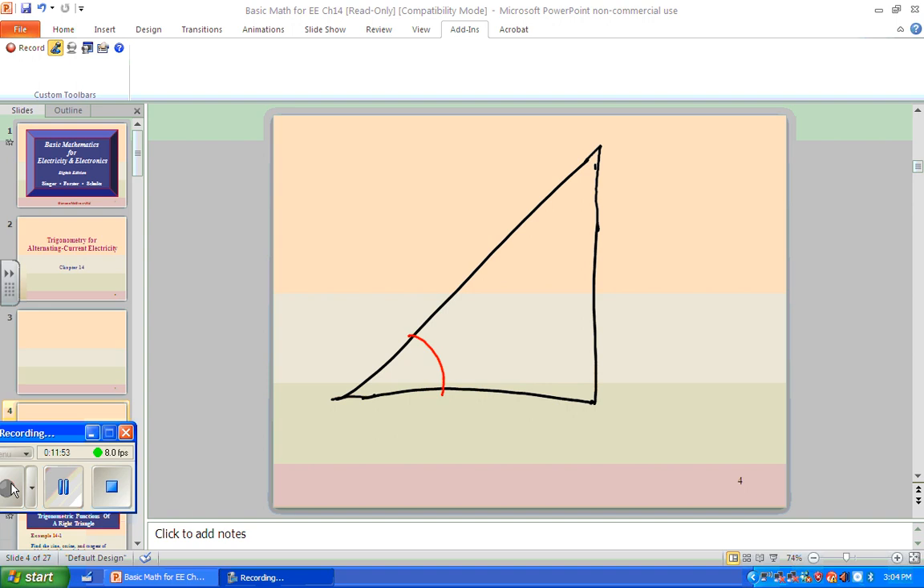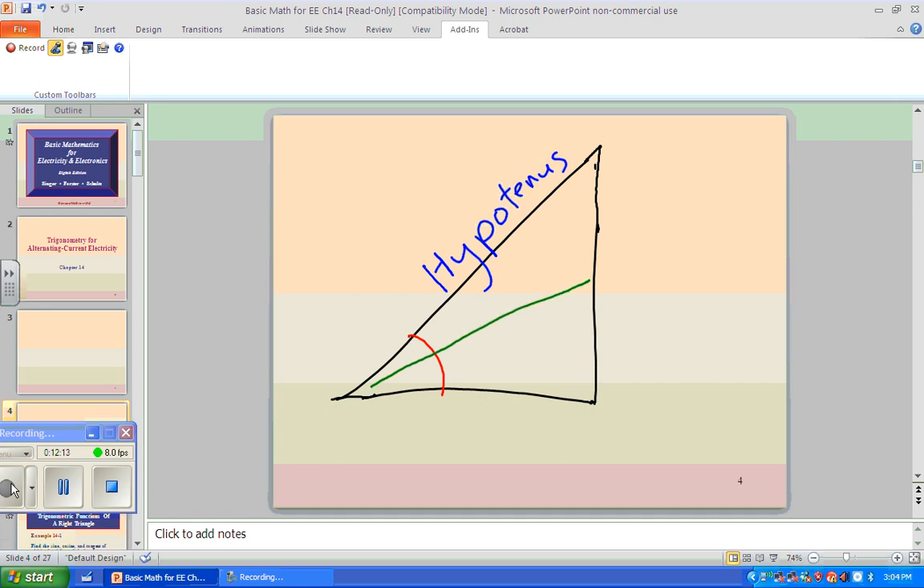All right, so we know that this one is the hypotenuse because it's the longest one. We're looking at our angle down here, and if we come out the middle of the angle that we're considering, that of course is the side opposite. Then down here, this one's left over. It's not the longest one, and it's right next to the angle. So this is the side adjacent.